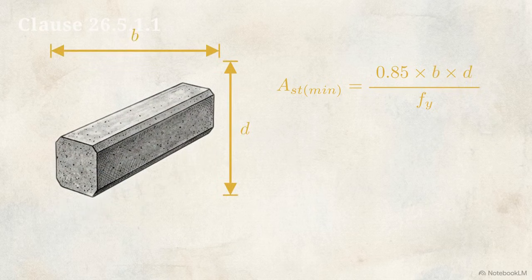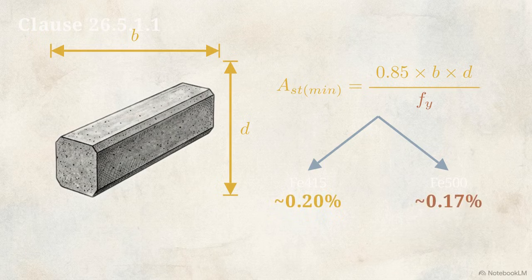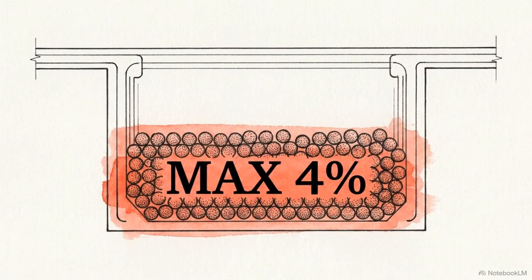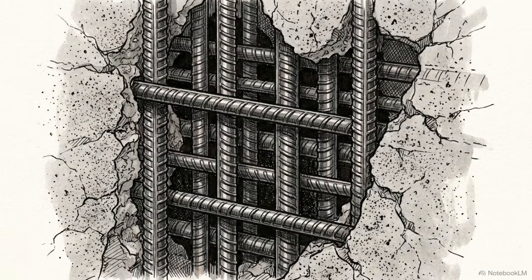It balances required steel area against beam breadth and effective depth, inversely proportional to steel yield strength. Higher yield strength drops the required percentage. Fe 415 needs 0.20%, and Fe 500 requires roughly 0.17%. Beams are capped at a 4% maximum steel density.